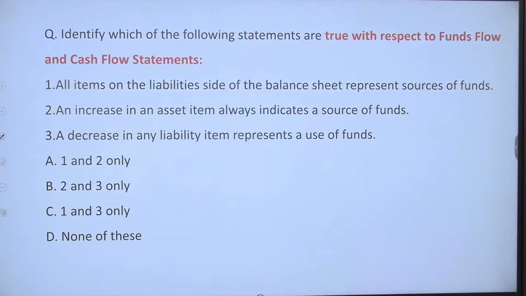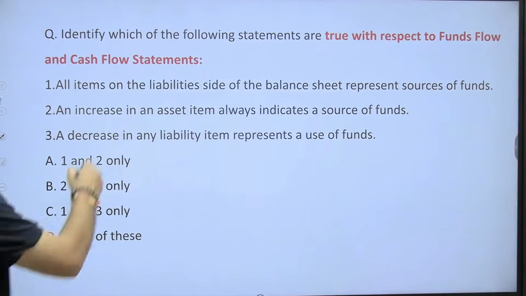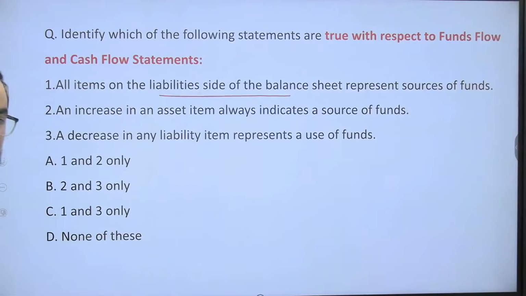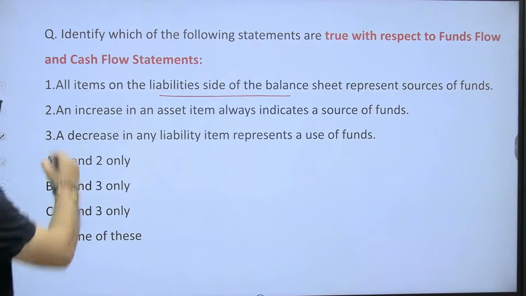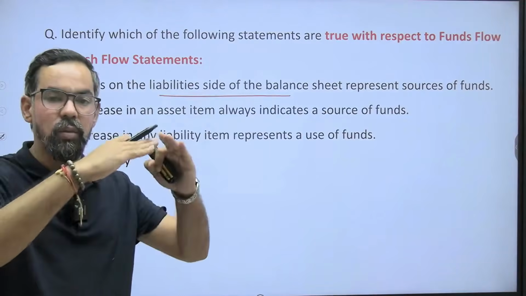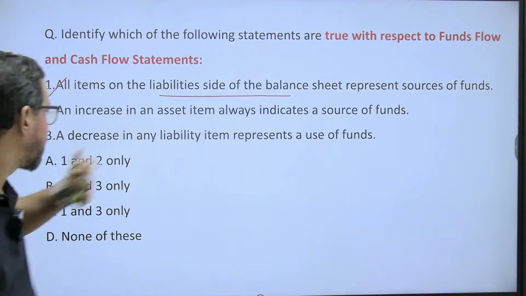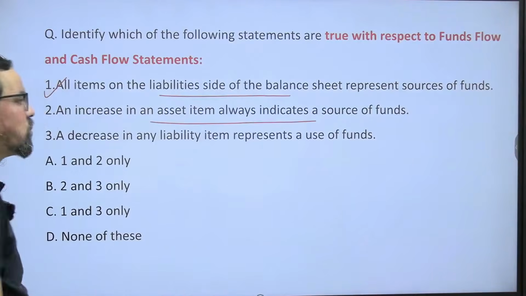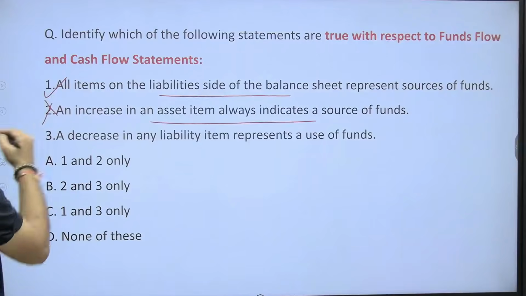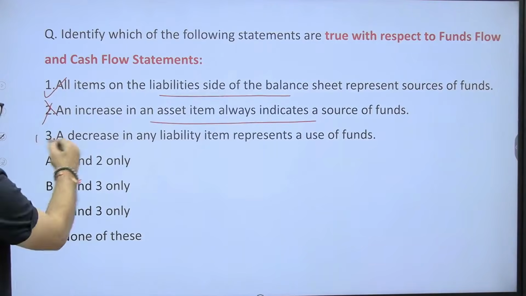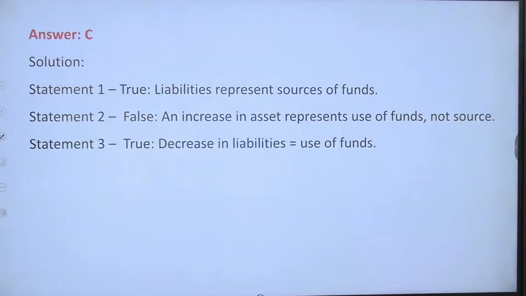Identify which of the following statements are true with respect to fund flow and cash flow statement. All items on the liability side of the balance sheet represent sources of funds. 100% true. Again, this we have discussed in the balance sheet statement also. Sources of funds like liability side, borrowings or capital and others. An increase in an asset item always indicates a source of funds. No, it is not necessary. A decrease in any liability item represents a use of funds. This is also true. 1 and 3, C will be the right answer for this one.